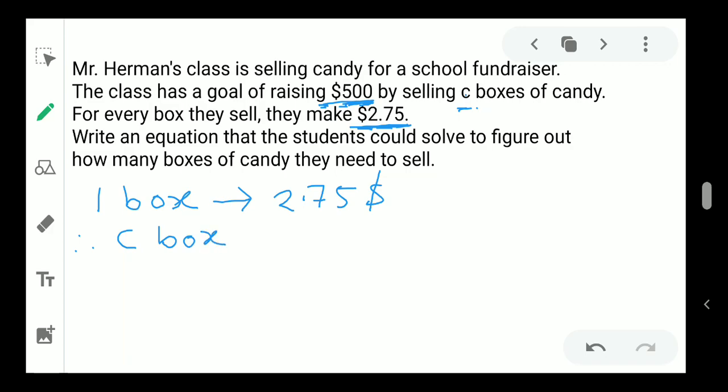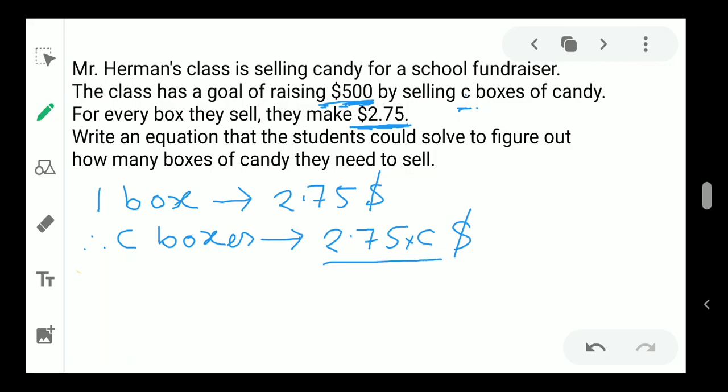These three dots I am using here just to make sure you don't get confused. This three dots means therefore. Therefore is a big word, so I use the three dots. So therefore C boxes will give us 2.75 into C dollars, right?